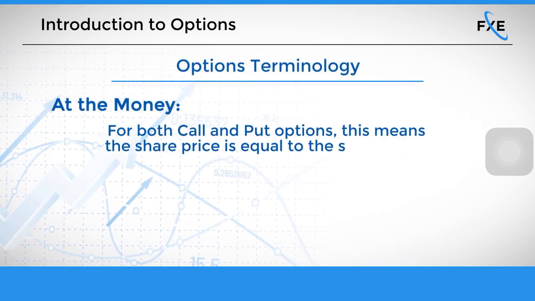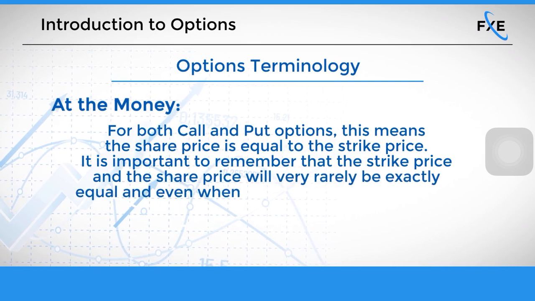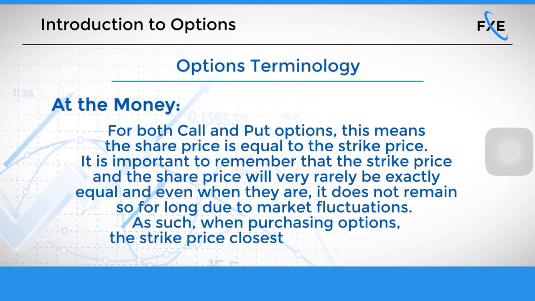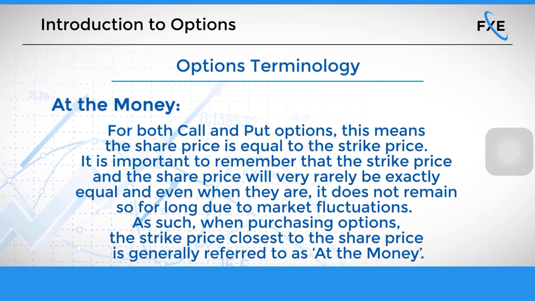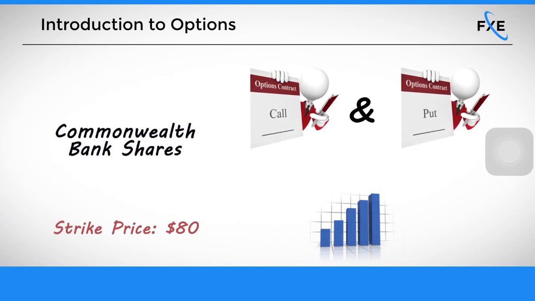At the money. For both call and put options, this means the share price is equal to the strike price. It is important to remember that the strike price and the share price will very rarely be exactly equal, and even when they are, it does not remain so for long, due to market fluctuations. As such, when purchasing options, the strike price closest to the share price is generally referred to as at the money. As an example, if the CBA share price is trading at $79.90, it would be considered at the money with the strike price at $80.